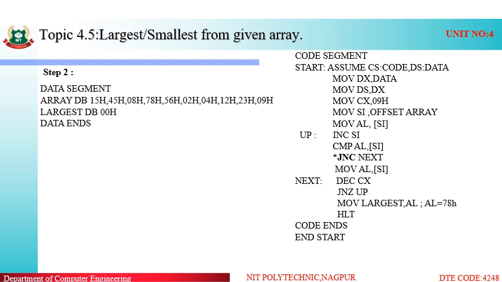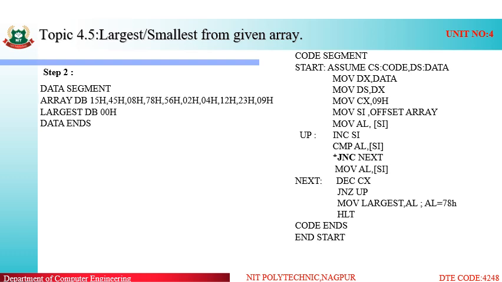So JNC means jump if not carry. Jump if not carry means what? That means carry is not generated. Carry is not generated means the number in the source is greater than the number in the destination. That means 45 is greater than 15H.